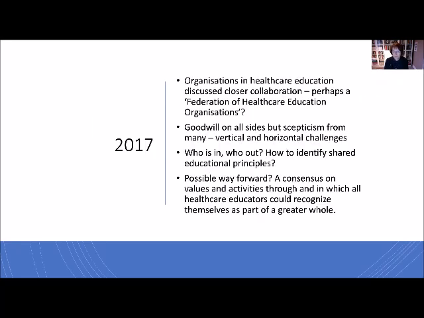A good question. I'd like to take you back to the origins of our work, which was around about 2017. Nine organisations within healthcare education discussed whether they could collaborate more closely together and perhaps produce a federation of healthcare education organisations where they could work together to promote interprofessional contacts between their groups. There was a lot of goodwill on all sides, but there was scepticism from many who reported those vertical and horizontal challenges, that they feared that one professional group would take over at the expense of everybody else, that groups would not work together because of traditional tribalism, that it just couldn't be done.